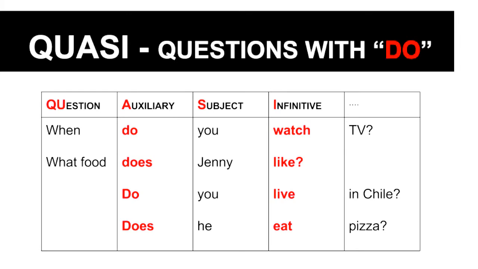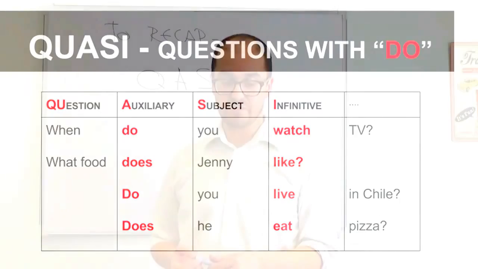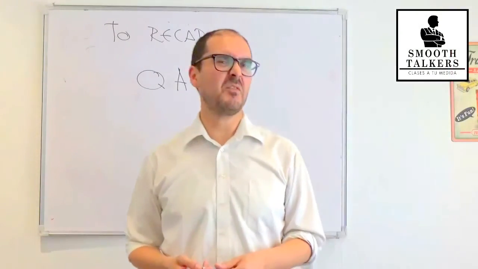Does is the auxiliary verb. Jenny, you see we can use names and not only pronouns. And like, so that's the infinitive. Do you live in Chile? This is a yes or no question. So we start with do as the auxiliary verb, you, subject, live, infinitive, in Chile, object of the phrase. Does he eat pizza? Does is the auxiliary verb, he is the subject, eat is the infinitive, and pizza, it's something very good to eat.